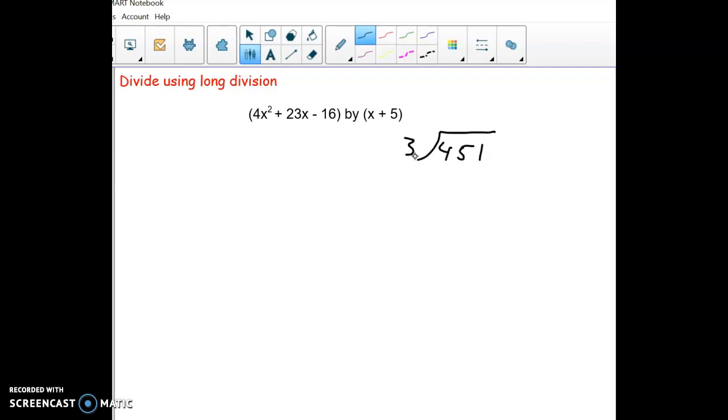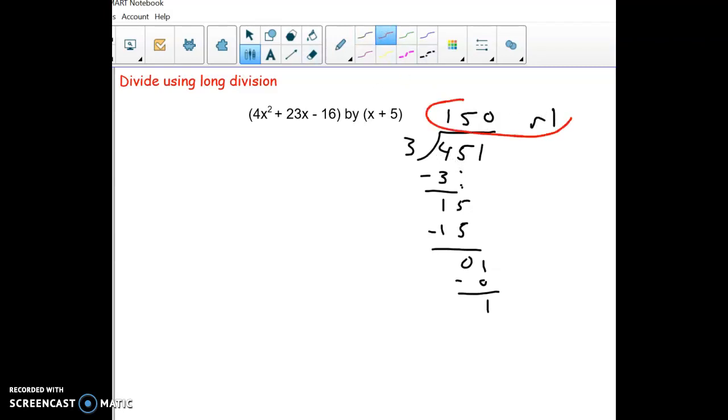How long division works is you say how many times does 3 go into 4? Once, and then you multiply 3 times 1, subtract to get 1, bring down this 5. How many times does 3 go into 15? That would be 5 times. Multiply down again to get 15. Minus this, you get 0, bring down the 1. How many times does 3 go into 1? It doesn't, so it goes in 0 times. Right, so we minus 0, and then our remainder is just going to be 1. So 451 divided by 3 is just 150 with remainder 1. Okay, there's our answer. Okay, so we're going to do this process except now with polynomials.